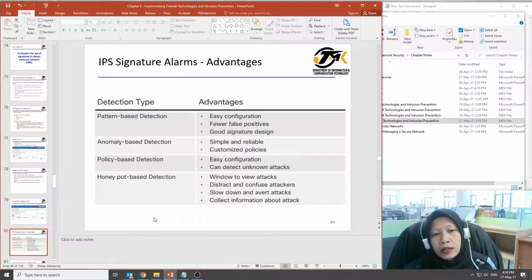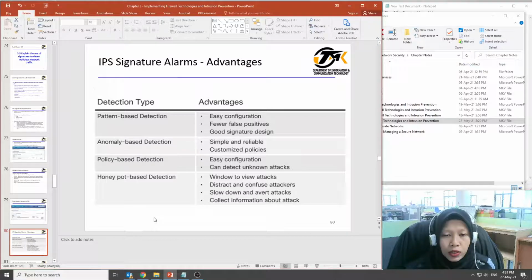These different types each have their own advantages. Usually people use pattern-based or anomaly-based. Pattern-based has easier configuration because it relies on a pattern, so it has fewer false positives and a good signature design. But sometimes we need to rely on anomaly-based detection, where you have to use a customized policy based on the behavior of the network. Policy-based detection is also the same as pattern-based, with easy configuration, and it can also detect unknown attacks.